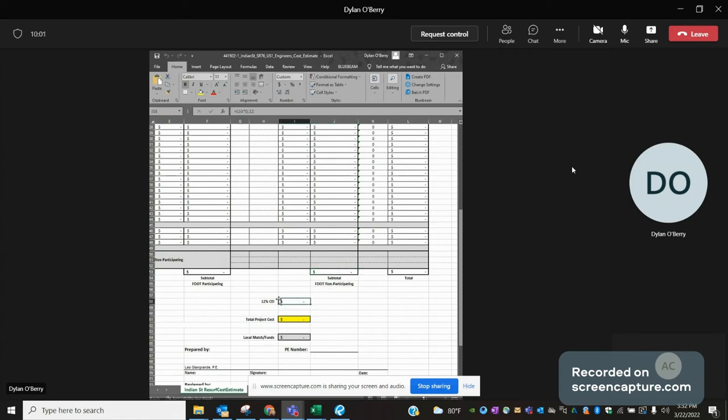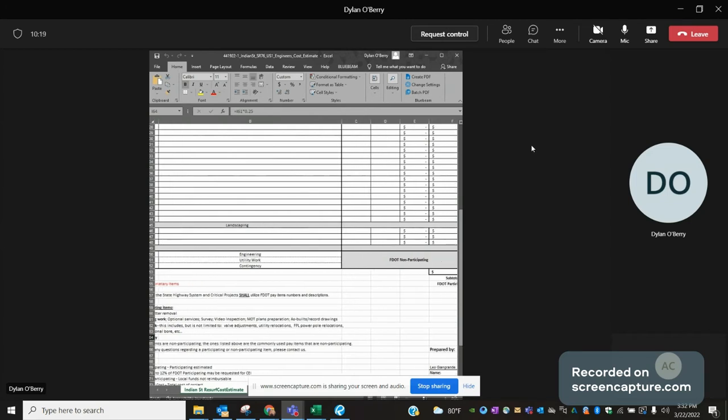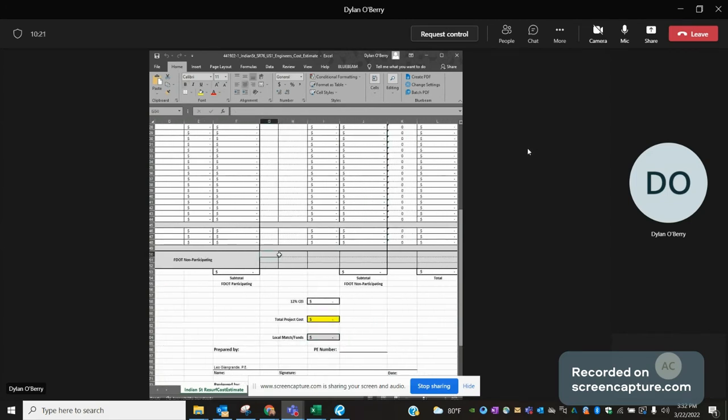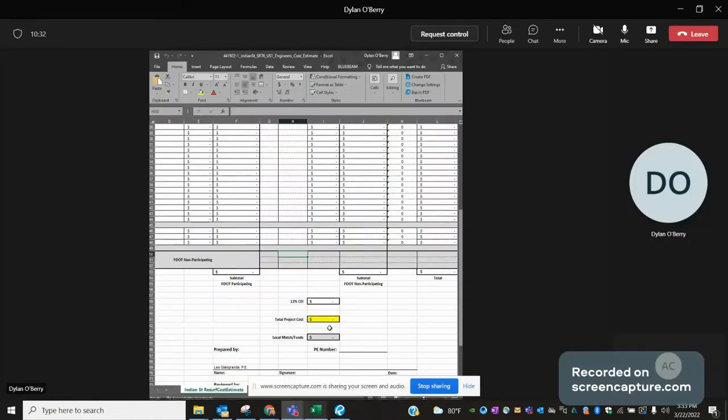Oh, here we go. Here's some 12% CEI. Looks like that automatically will populate. Total project cost. Just start plugging them in. We'll see. You don't have to put the contingency in these grayed out cells. I wouldn't do anything in those grayed out cells for that.